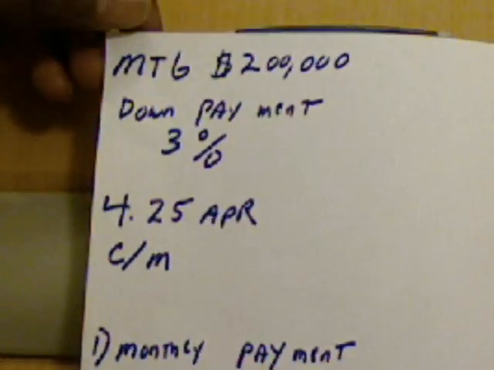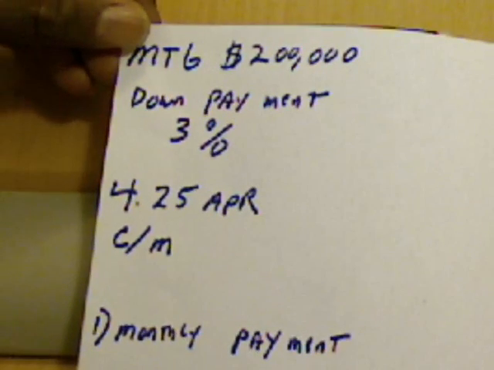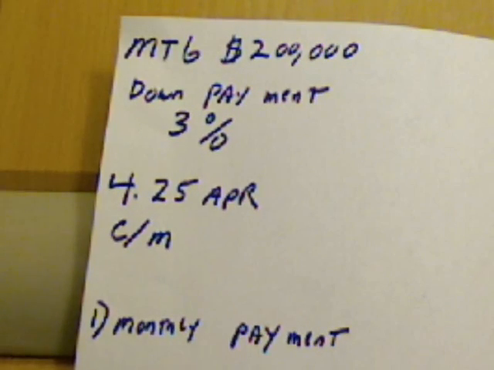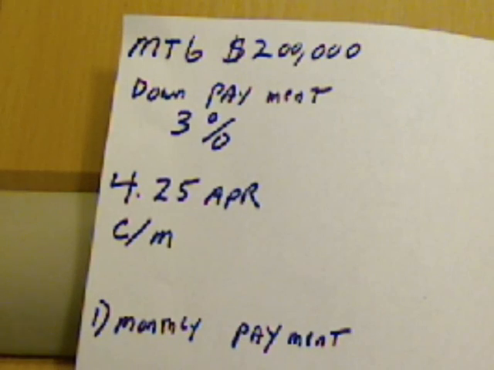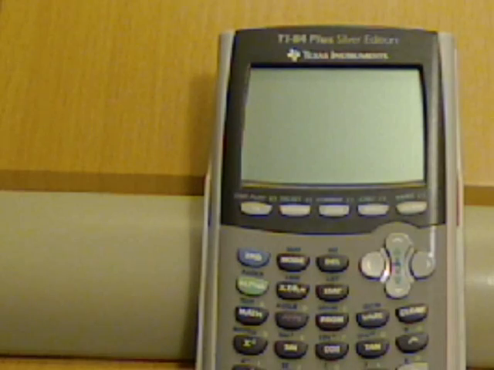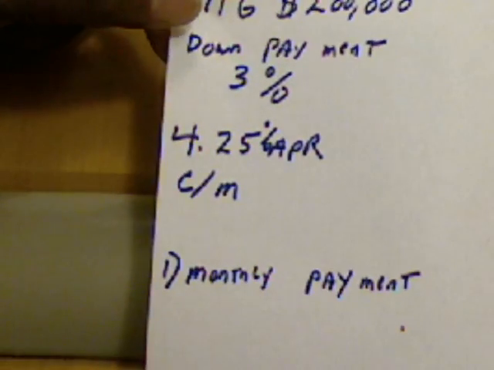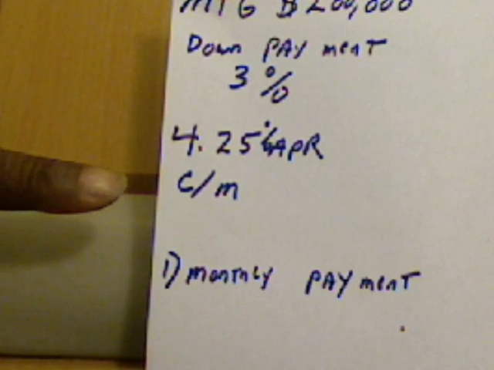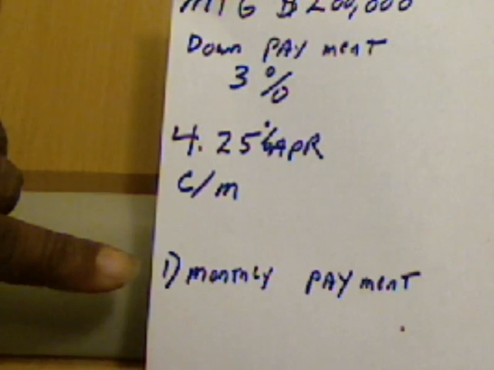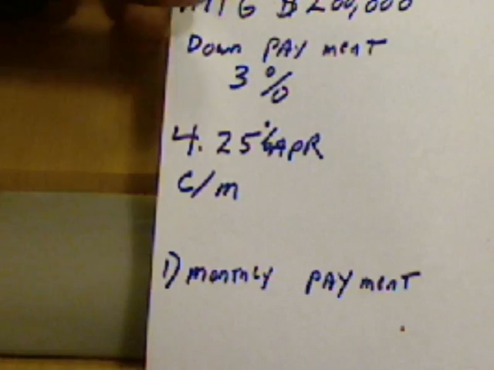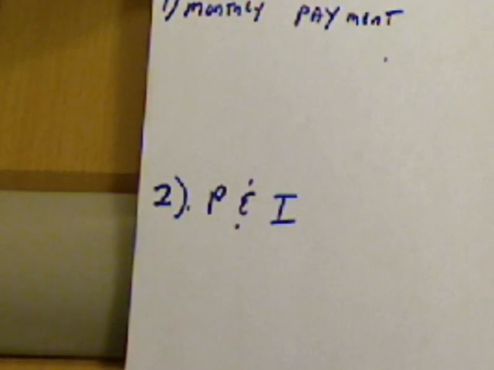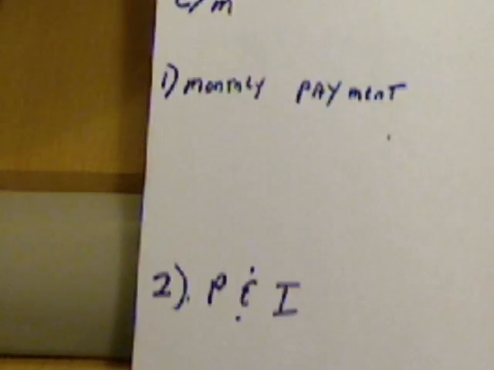We have a problem. Let's say we had a mortgage of $200,000. You got a down payment of 3%, an APR of 4.25, actually, that should be a percent. That's a percent there if you don't see it. You're compounding monthly. Number one, we want to figure out what our monthly payment's going to be. And number two, we want to figure out the principal and the interest payment.